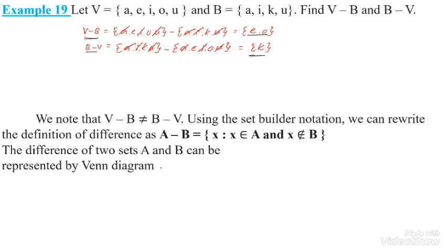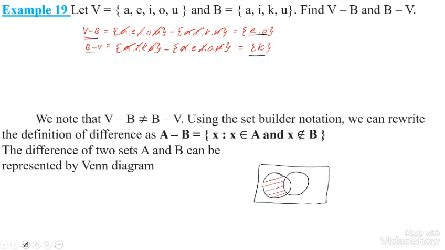Then the difference of two sets A and B can be represented by Venn diagrams. Here we already discussed the Venn diagram. A minus B means the elements which are present in A but not in B. This is the region. I will consider the region here. Only this part is A minus B.